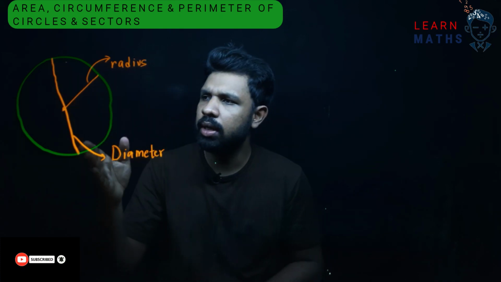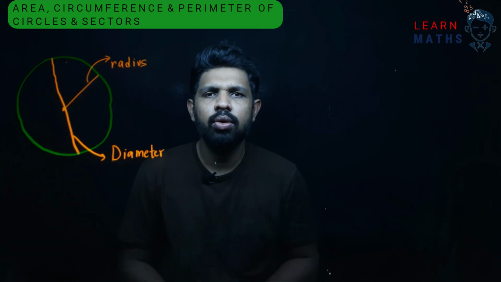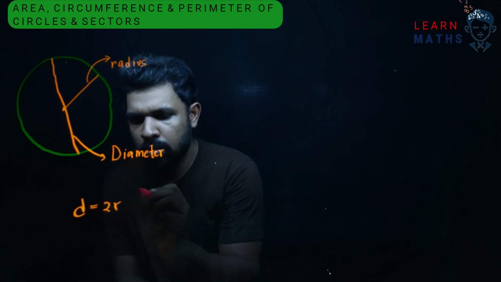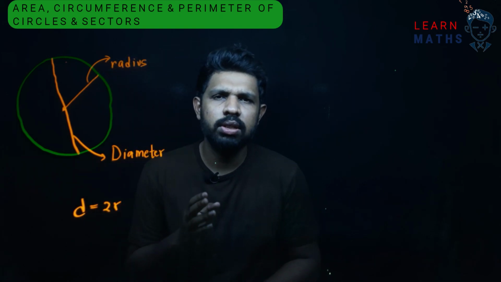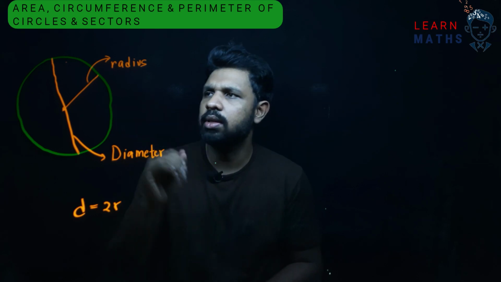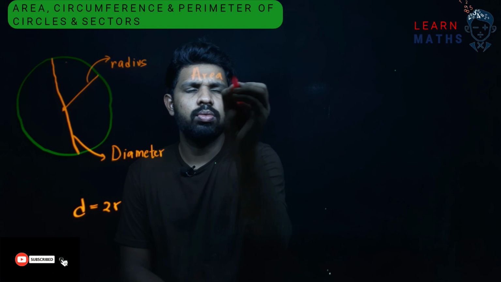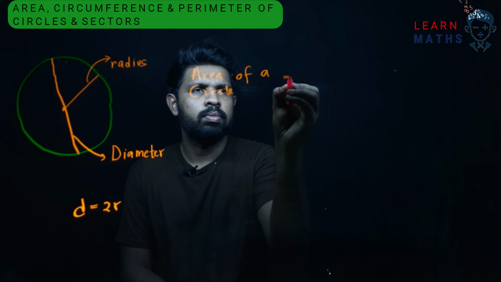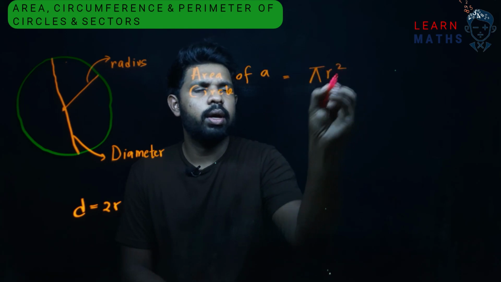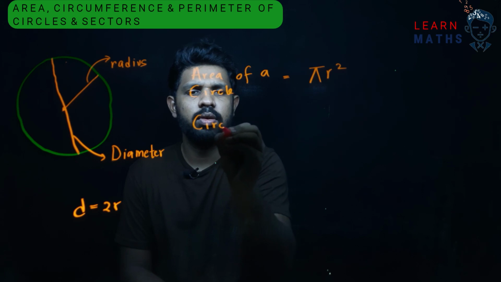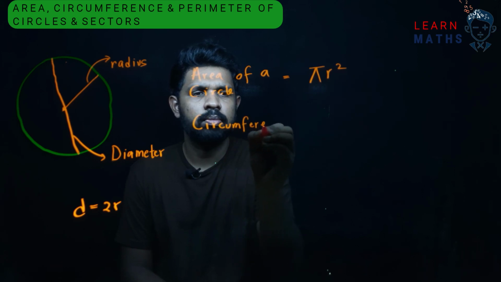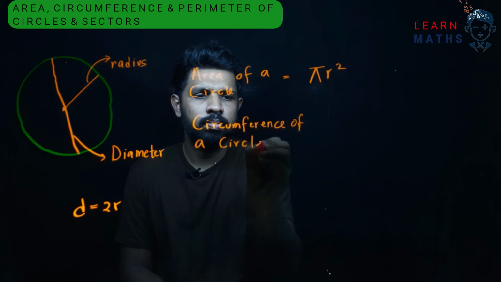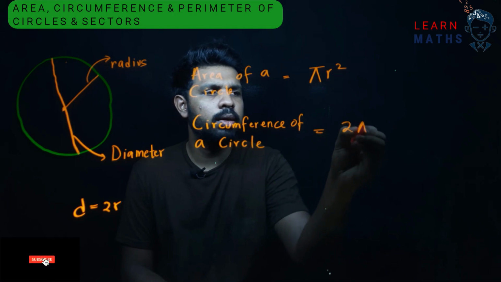By looking at a diameter, you can understand that a diameter includes two radii. So we can write it as d equals 2r. Now let's see the equations related to the area and circumference of a circle. Area of a circle equals pi r squared, and circumference of a circle equals 2 pi r.